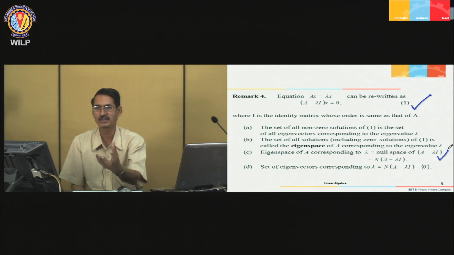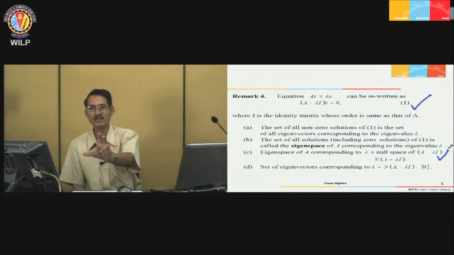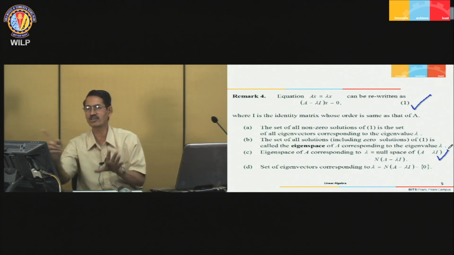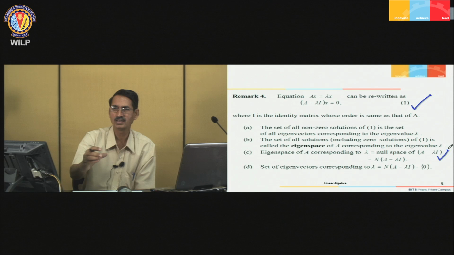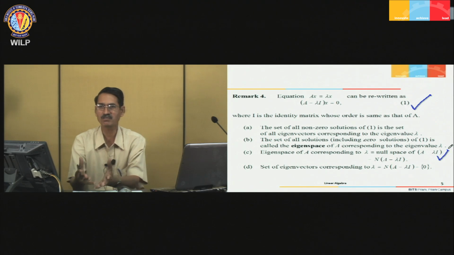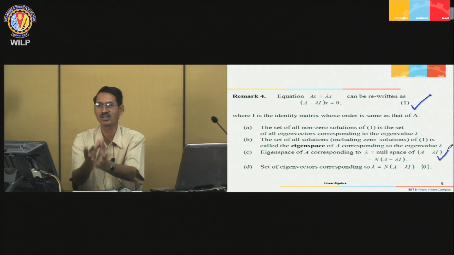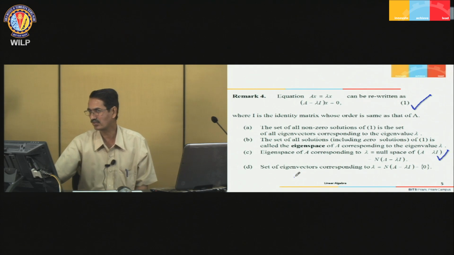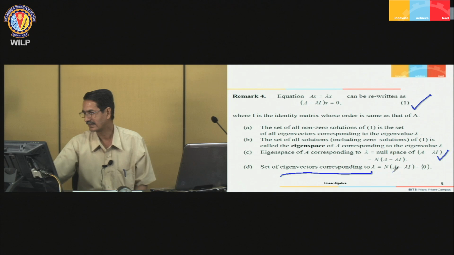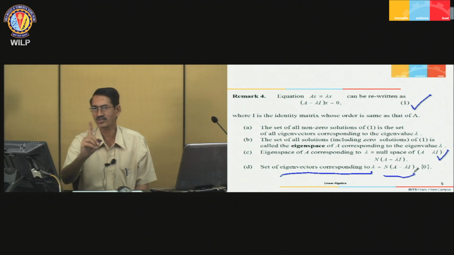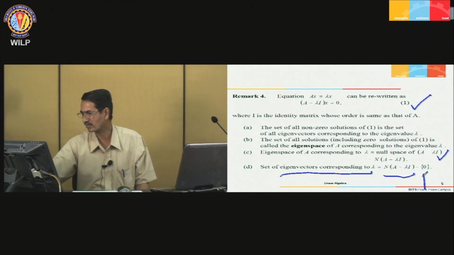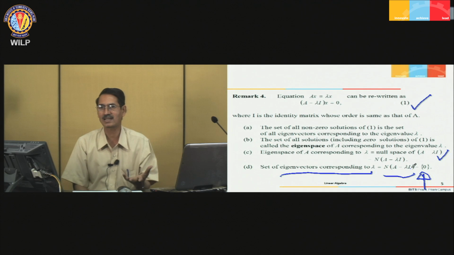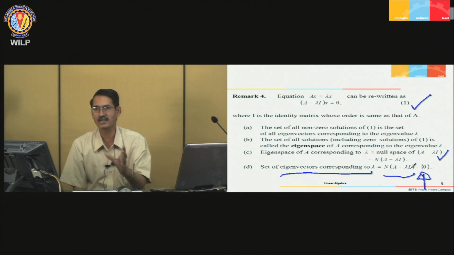The set of eigenvectors means, from the eigenspace, look here, the eigenspace includes all possible solutions of equation 1, including the 0 solution. Therefore, from the eigenspace, if you remove the 0 solution, whatever is left will be called the set of all possible eigenvectors. Therefore, what is the set of eigenvectors corresponding to lambda? That is the null space of A minus lambda I, the eigenspace of A, minus the 0 solution. Whatever is left is called the set of eigenvectors.